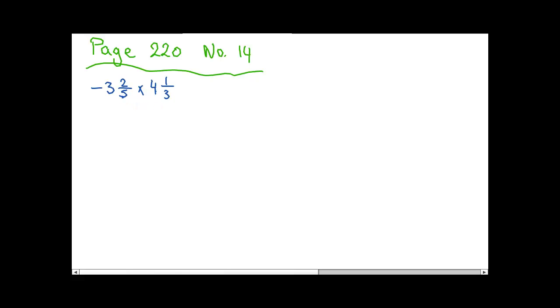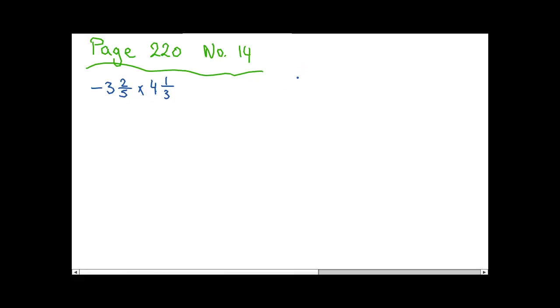Here's number 14 from page 220 from the Get Ready Guide for the Bergen Academies admission test. Now, we have a question that says -3 2/5 times 4 1/3. When we multiply mixed numbers like these two, we first need to change them into improper fractions.